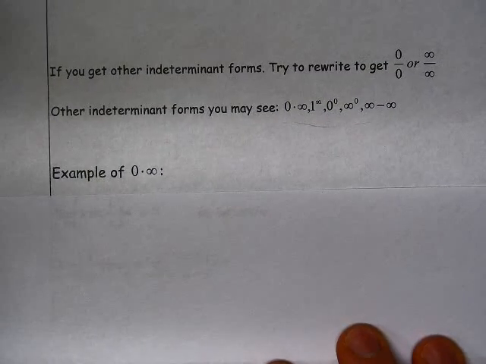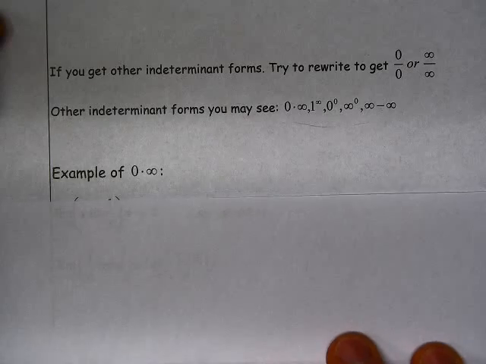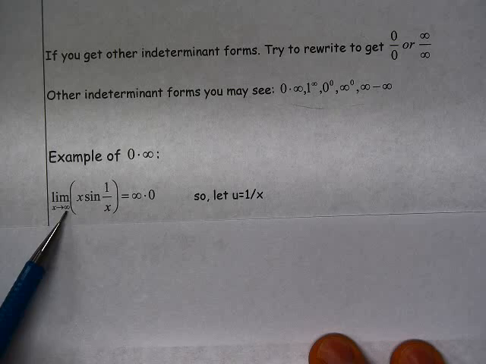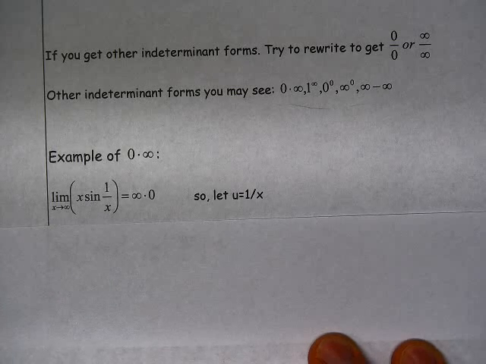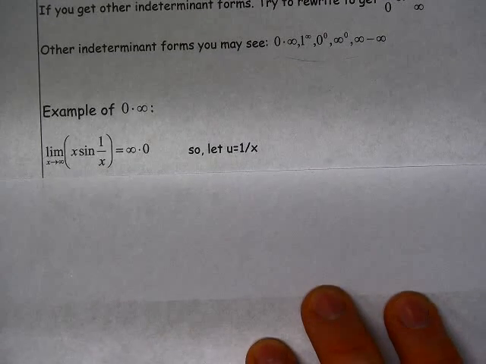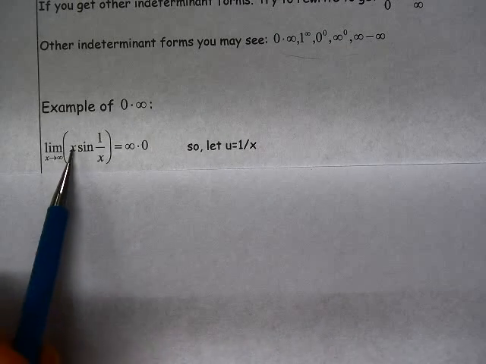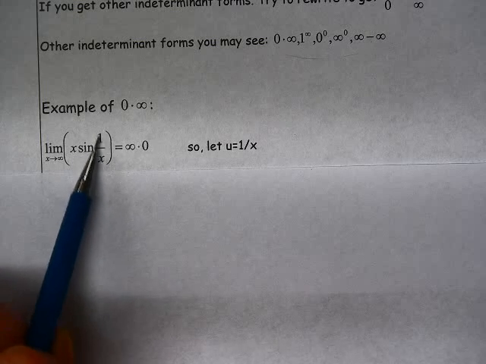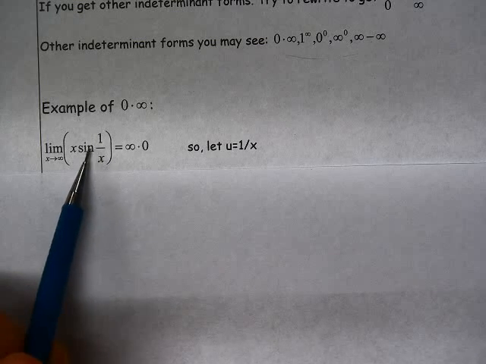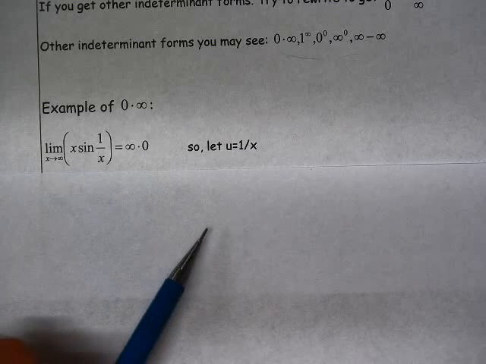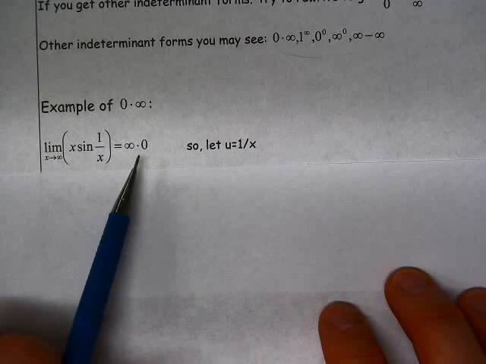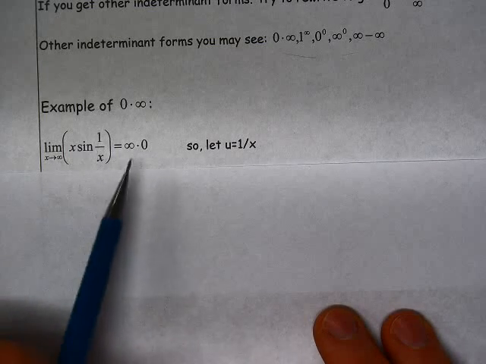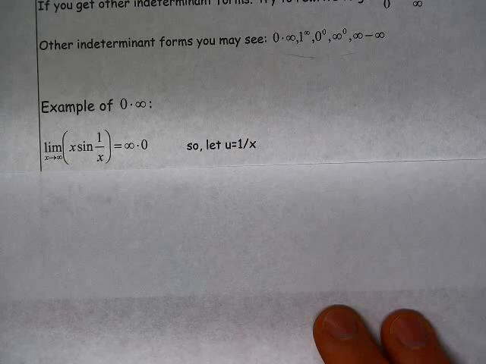So the first example we'll take a look at is one where we have 0 times infinity. The function that we're going to look at is the limit as x approaches infinity of x times the sine of 1 over x. If we do this by substitution, we get infinity times the sine of 1 over infinity, which is very close to the sine of 0. So we get infinity times 0. So we have an indeterminate form, but it's not a form that we can use L'Hopital's rule on as it's written here.